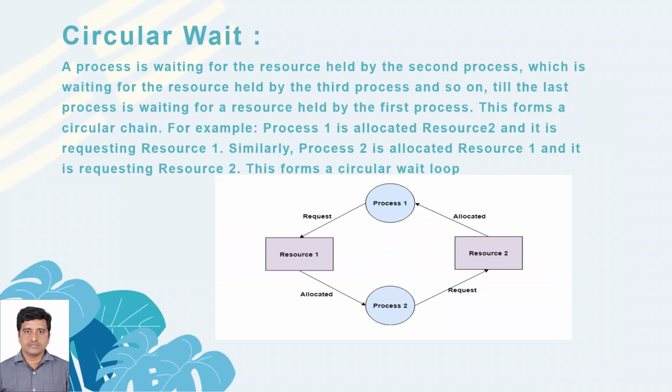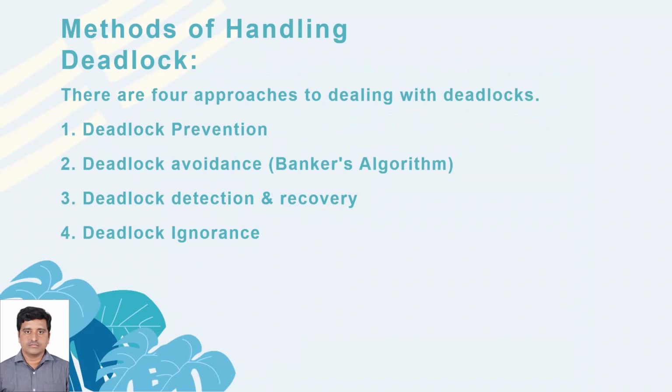And circular wait, which we already discussed in the first deadlock topic. Circular wait is when a process is waiting for a resource held by a second process, which is waiting for a resource held by a third process, and so on, until the last process is waiting for a resource held by the first process. This forms a circular chain. For example, process 1 is allotted resource 2 and is requesting resource 1. Similarly, process 2 is allotted resource 1 and is requesting resource 2. This forms a circular wait and deadlock happens.